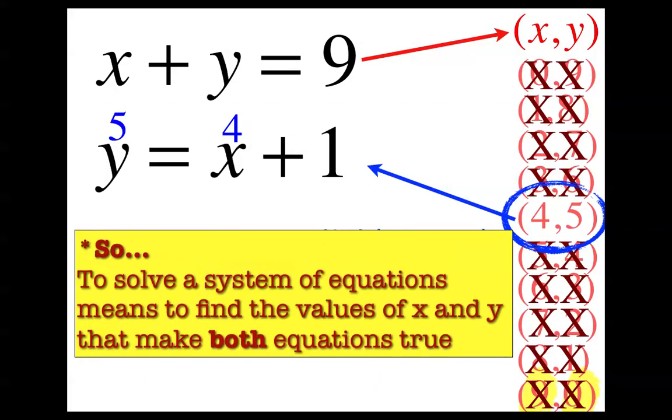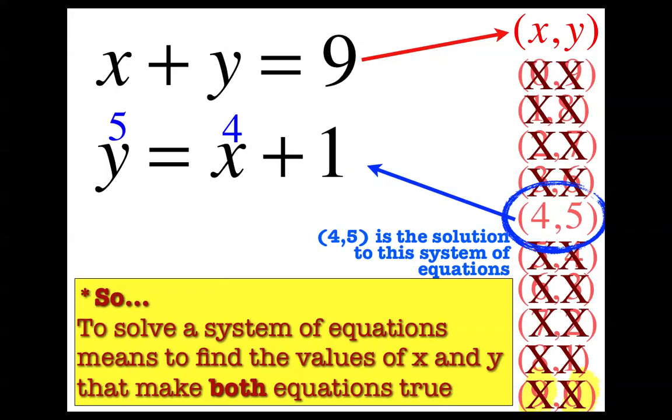Okay? So, the moral of the story here is to solve a system of equations means to find the values of x and y that make both equations true. They don't just make the first equation true, they also have to make the second equation true, and that's how we narrow down our choices and actually figure out what x is and what y is. So it's kind of like detective work here, where you're trying to pin down your suspects until you solve the mystery.